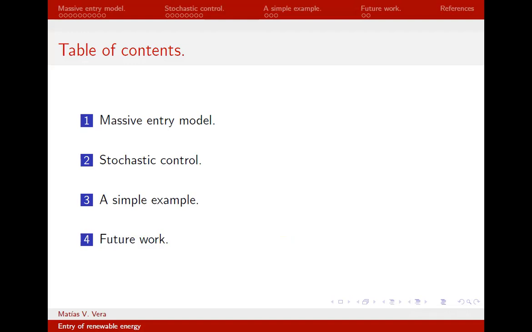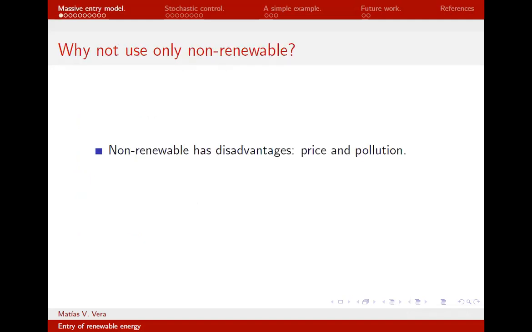The first part is a massive introductory model in which we're going to explain the problem, how we model it, and finally what we need to solve, basically. Then we start talking about a little stochastic control, where I'm going to present the tools we're going to use to solve the problem. Finally, we're going to talk about a simple example, okay? And finally, we're going to speak about future work and what we need to do next in these months that I have left for the thesis.